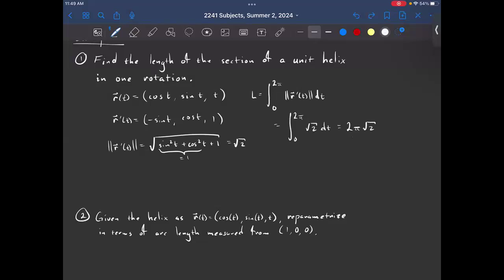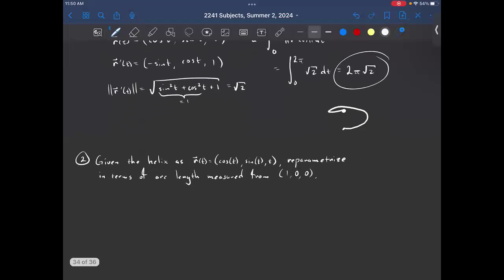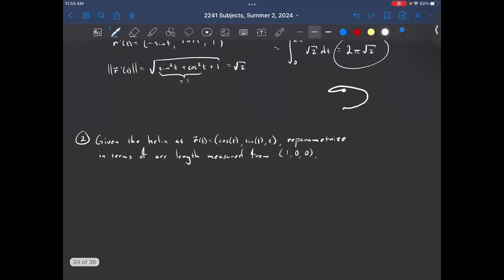And so that is the length of one section of a unit helix. So if you go from here around and then back to here, this has length 2 pi times the square root of 2. Okay.